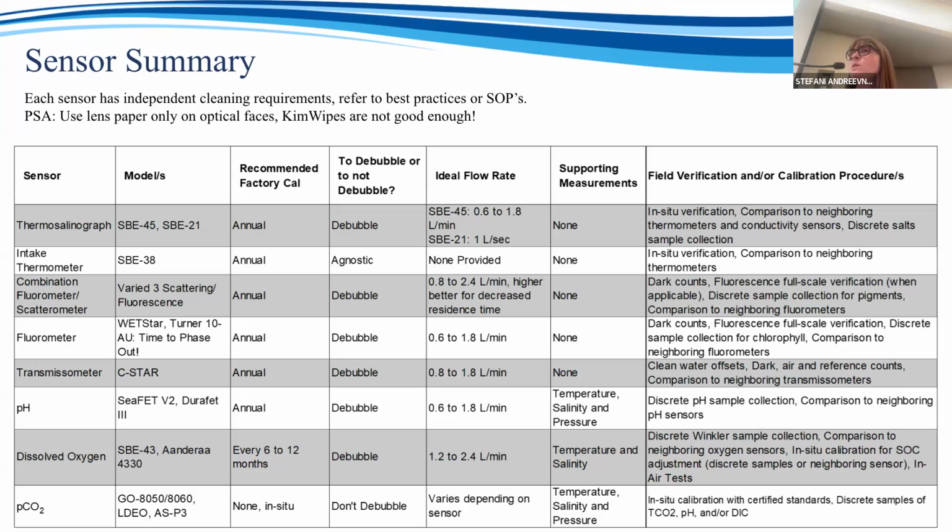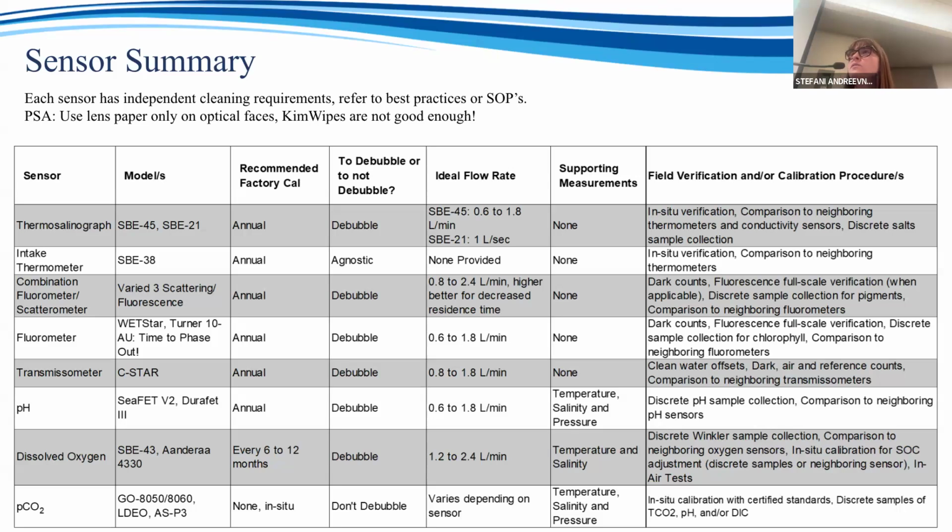Supporting measurements. Are there any measurements that you can take where, if you take a specific measurement like pH, then you need to have temperature and salinity to do some corrections? The other piece to it is field verification and/or calibration procedures. I think I heard quite a few of you say, I don't know if we do those things. So these are some options to consider for checking the quality of your data. A good example is that transmissometer.